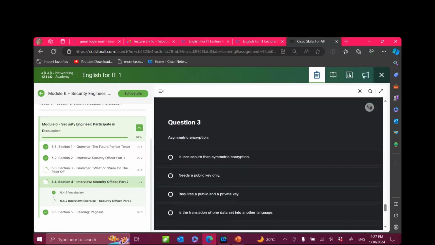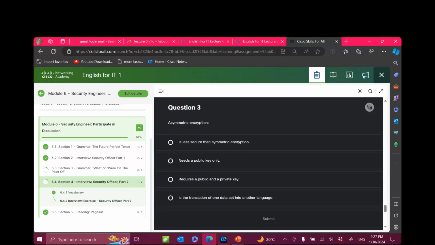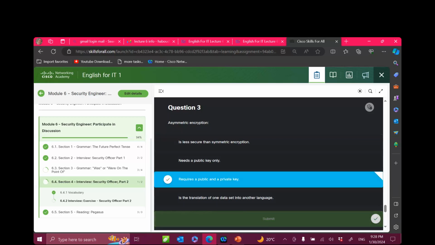Question number 3. Asymmetric encryption is less secure than symmetric encryption, or needs a public key only, or requires a public key and a private key, or is the translation of one data set into another language? What do you think? Very good. So he said that we have two approaches, symmetric and asymmetric. Asymmetric requires a public and a private key.